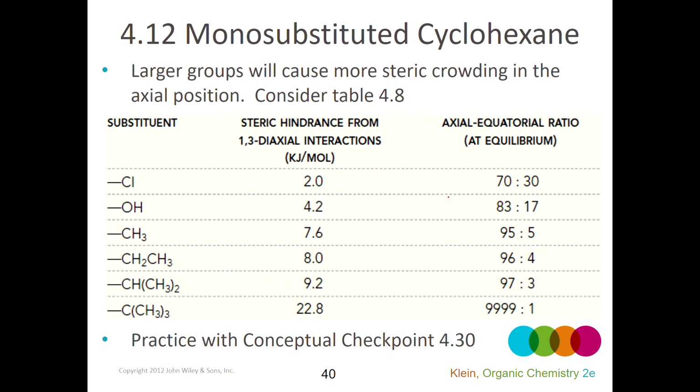If the group is an especially large group with lots of crowding, it's going to be even more unstable if I put it in the axial position and create 1,3 diaxial strain. So if you're looking at structures that have different substituents, I should say that you want the biggest electron cloud to avoid the axial position.